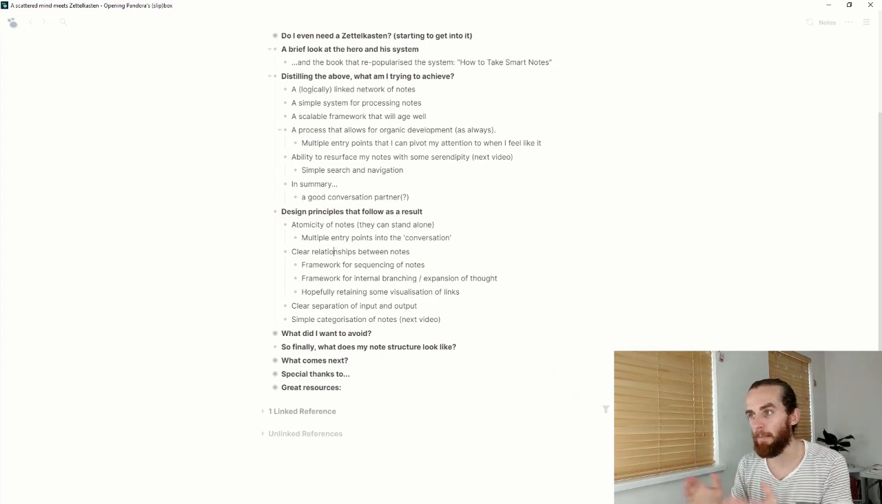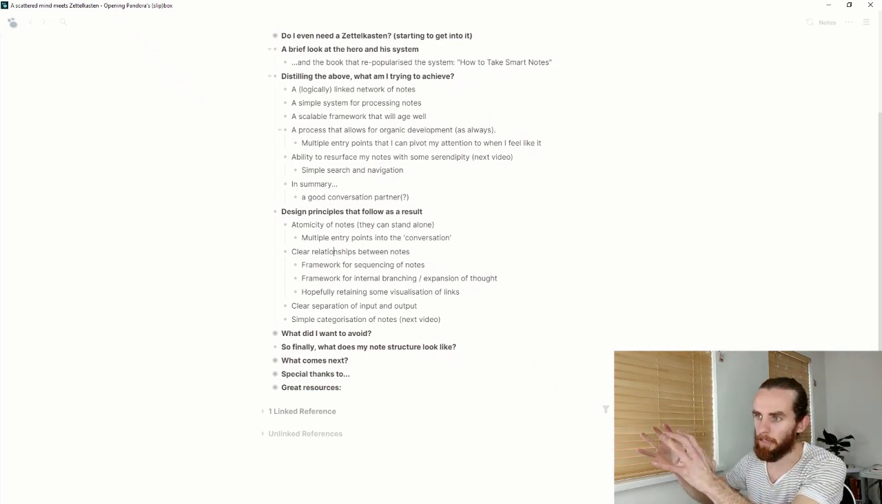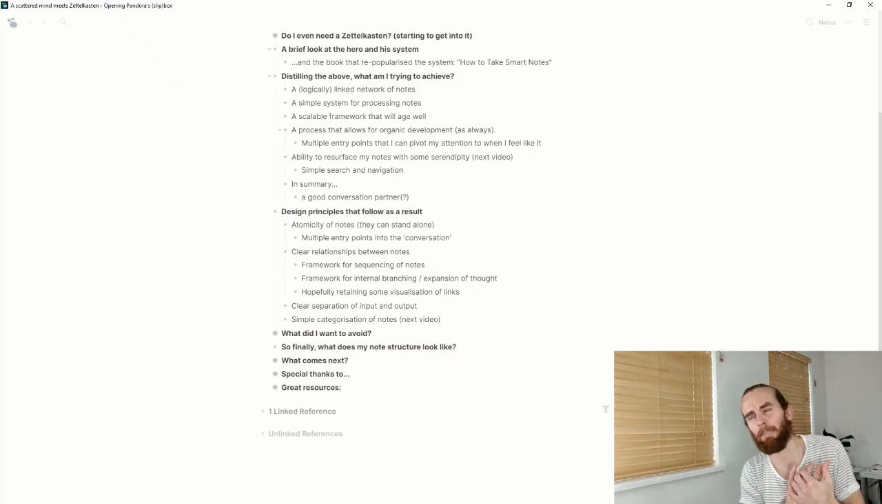But anyways, another point here, related to above, is a clear separation of inputs and outputs. Like I don't want to have this collector's fallacy of just little bits that I've read from someone and sort of presenting it as my own. I really want to have processed it and chewed upon it. Related to this, the ability to resurface notes, which I'll look at in the next video, and a simple categorization of notes.